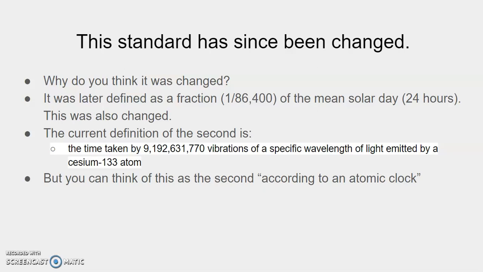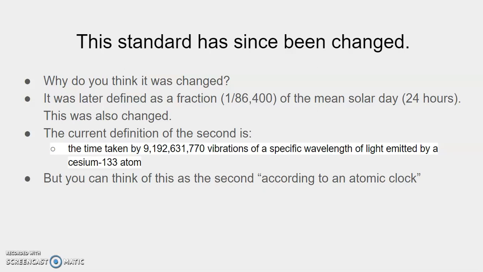9,192,631,770 vibrations of a particular wavelength of light emitted by a cesium-133 atom. That is, it's the time for that many vibrations to be emitted. Okay, you're thinking, well, what? So that actually comes from something we call an atomic clock. So yes, we get our second from a so-called atomic clock, which is just about the most accurate mechanical timekeeping device that exists. It uses decays from a cesium-133 atom.